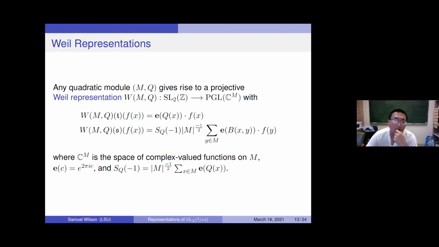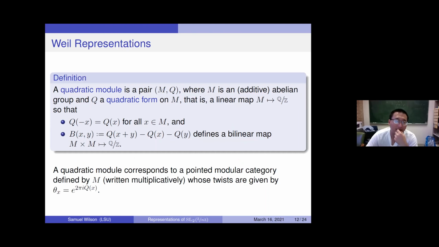So what does a pointed modular category mean? So that's a modular category with a particular, a specified unit object. No, a pointed modular category is where every object has an inverse, so that when you tensor these two, you get the unit object. Okay. Yes. Yeah. All right.